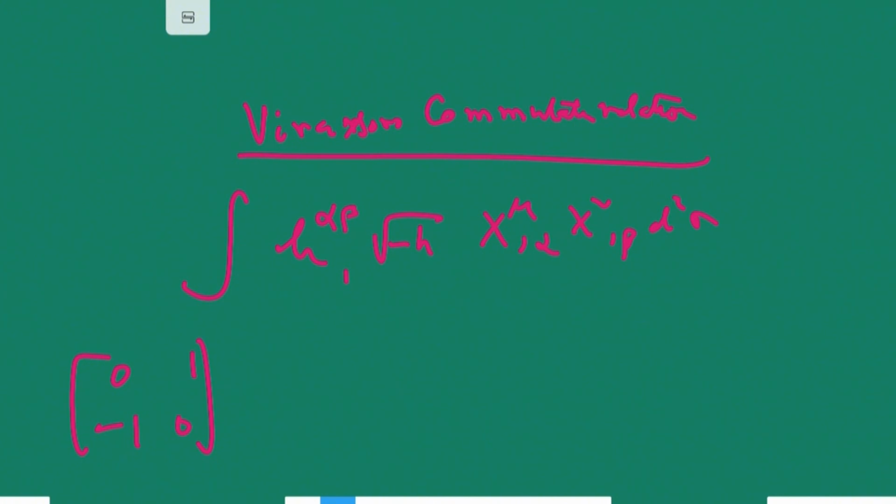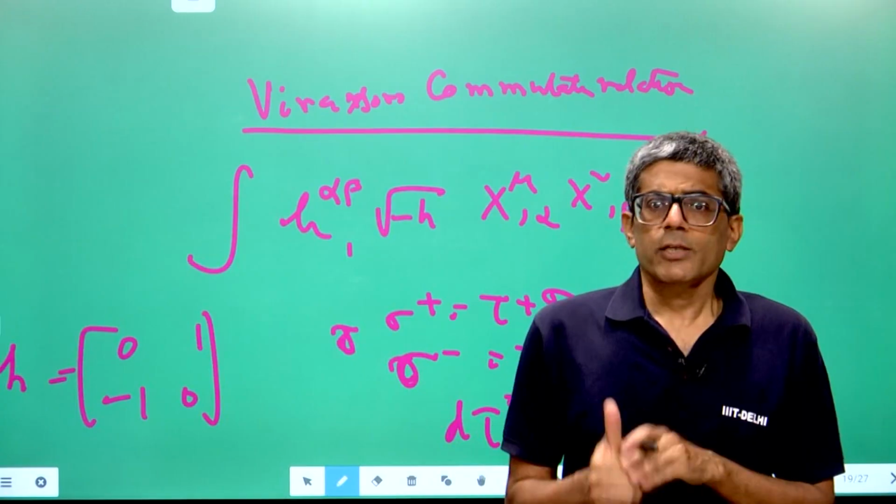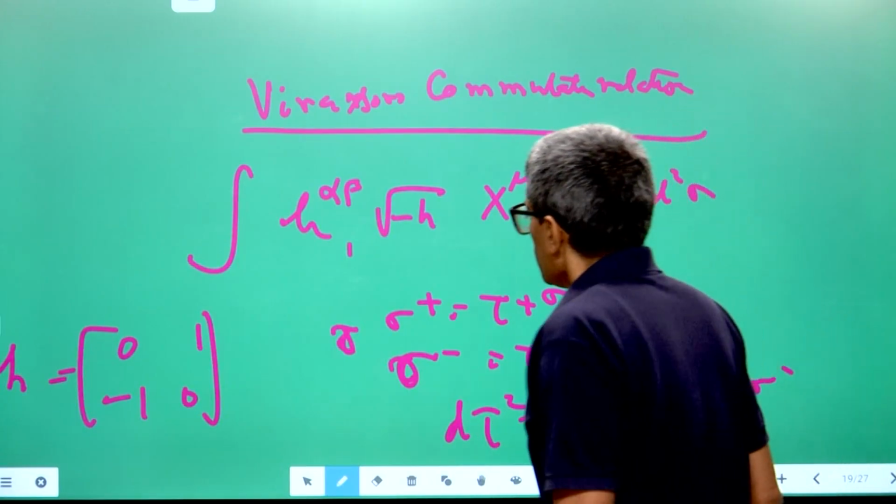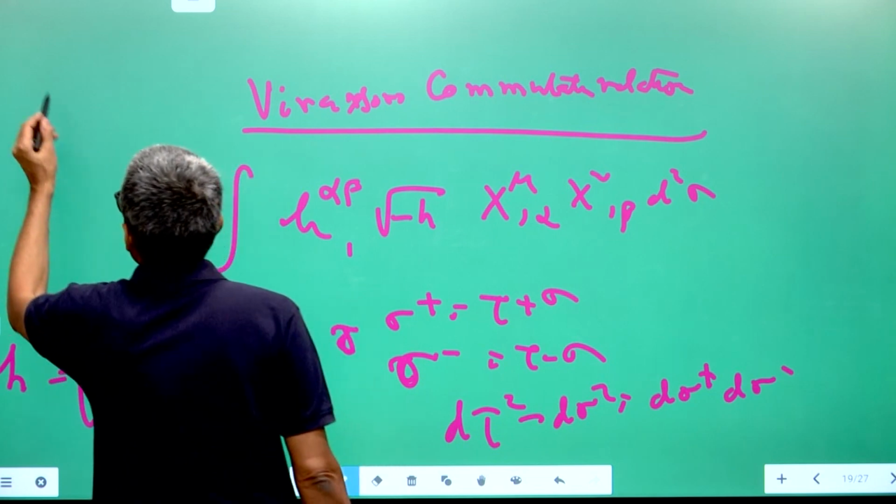So this is called the light cone coordinates. If you call sigma plus as tau plus sigma and sigma minus as tau minus sigma, then you can write the string sheet metric as d tau square minus d sigma square, that can be written as d sigma plus d sigma minus, and with respect to that sigma plus sigma minus, this is your metric. So if you call this a metric in the new system of coordinates, you can always bring it into this form.